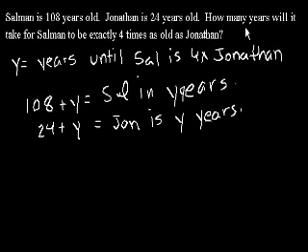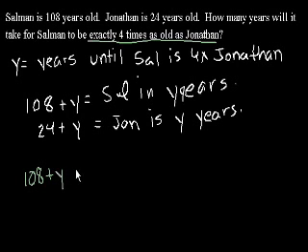And what else does the problem say? It says, in how many years will it take for Salman to be exactly, let me put that in another color for emphasis, exactly 4 times as old as Jonathan? The exactly is important because Salman is already more than 4 times as old as Jonathan, but they want to figure out exactly when Salman is going to be 4 times as old as Jonathan. Well, in y years, Salman is going to be 108 plus y. And after y years, he's going to be 4 times as old as Jonathan, exactly 4 times. And Jonathan's going to be 24 plus y years old.